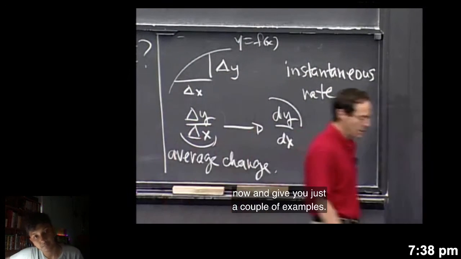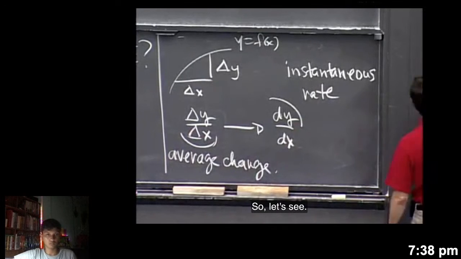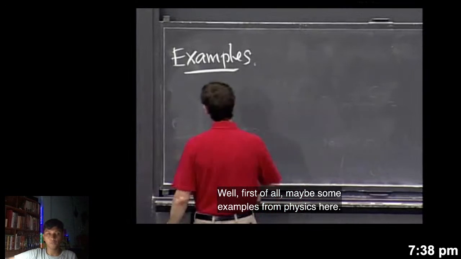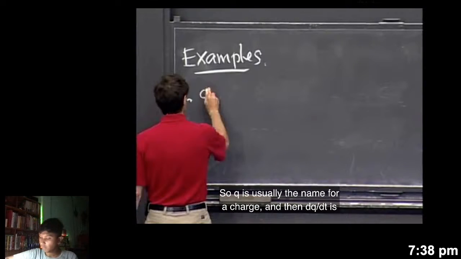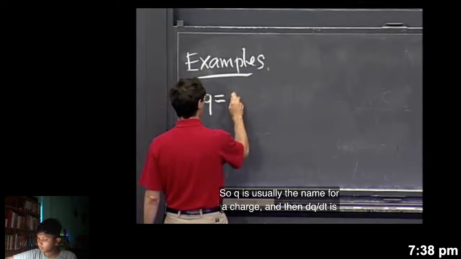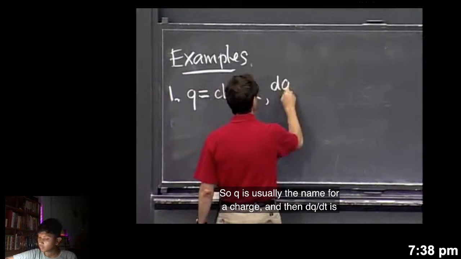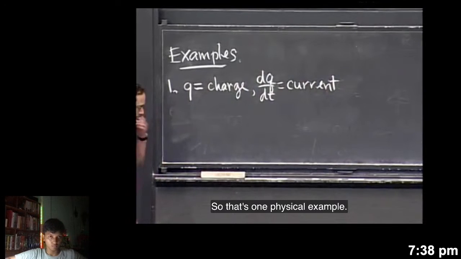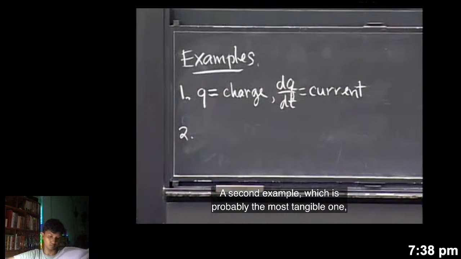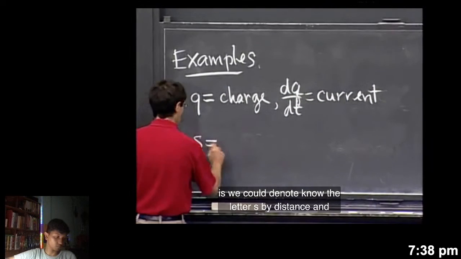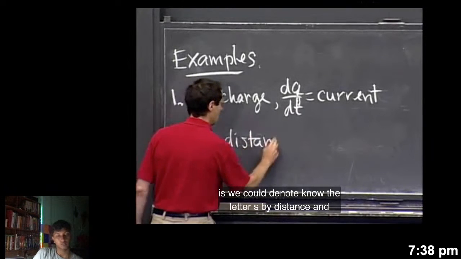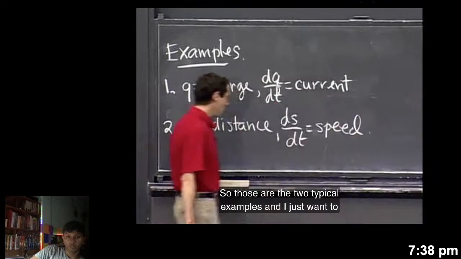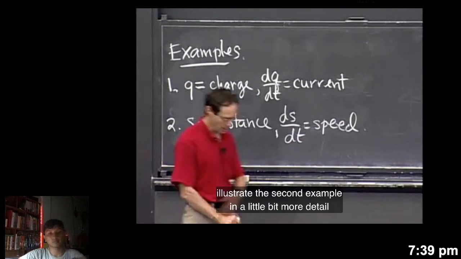I'll give you just a couple of examples. So let's see. Well, first of all, maybe some examples from physics here. Q is usually the name for a charge, and then dq/dt is what's known as current. So that's one physical example. A second example, which is probably the most tangible one, is we could denote the letter s by distance, and then the rate of change is what we call speed.